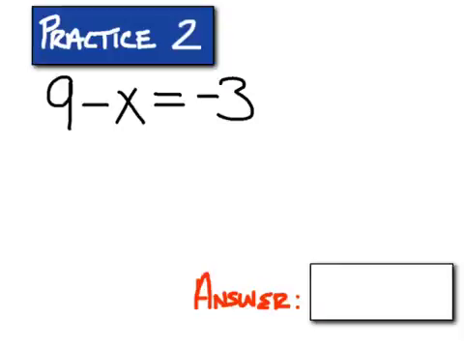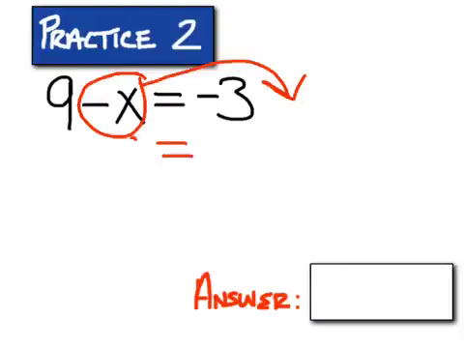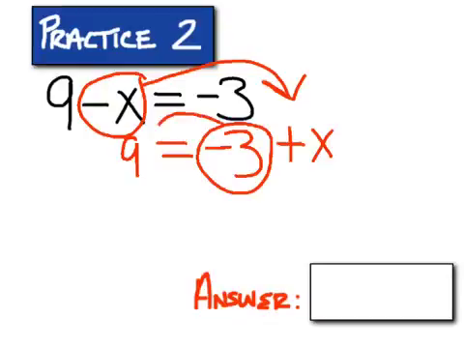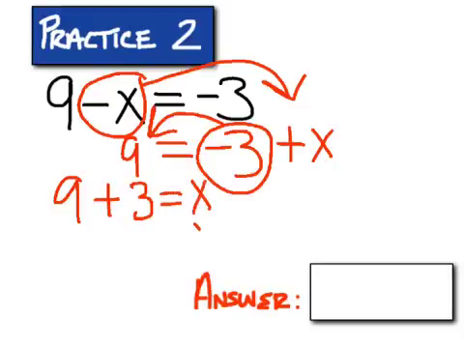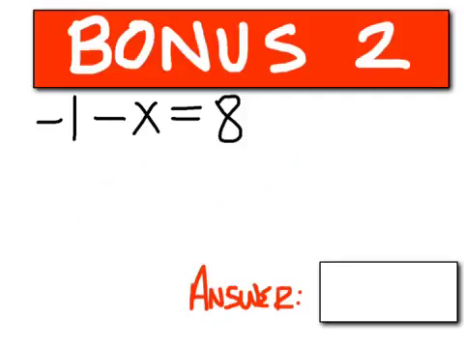Okay, practice problem number 2. We have 9 minus x is equal to -3. So first thing we want to do is bring our x to the other side. So we have 9 left on this side. We have -3 plus x. Now we need to bring our -3 to the left side. When we bring a negative to another side, it makes it positive. So 9 plus 3 is equal to x. So x should be equal to 12.